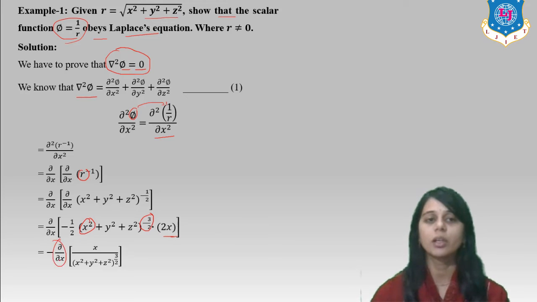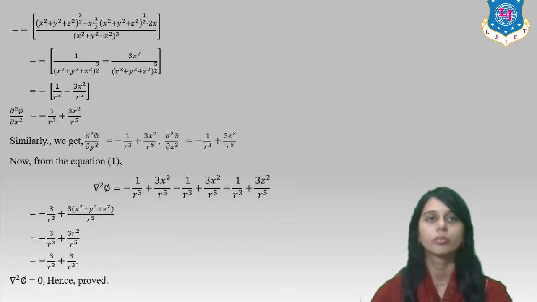We differentiate again, del by del x, by the u by v formula. We get (x square plus y square plus z square) raised to 3 by 2, minus x as it is into 3 by 2 (x square plus y square plus z square) raised to 1 by 2 into 2x. This is the denominator; differentiation of x is 1, x as it is, differentiation of the denominator, and in the denominator there is a whole square. Solving this, we get minus 1 upon r cube plus 3x square upon r raised to 5 for del square phi by del x square.